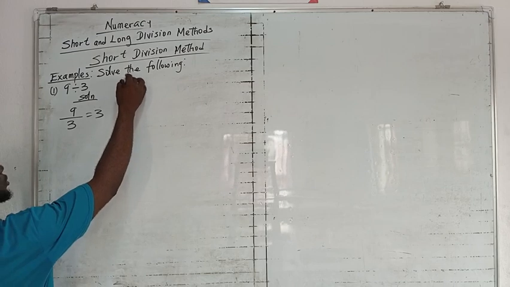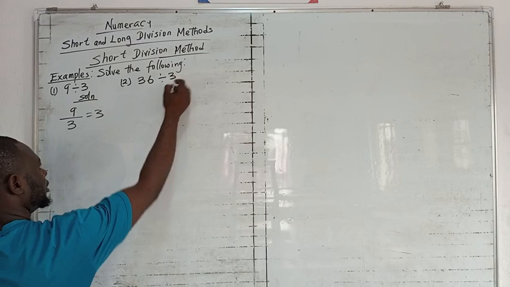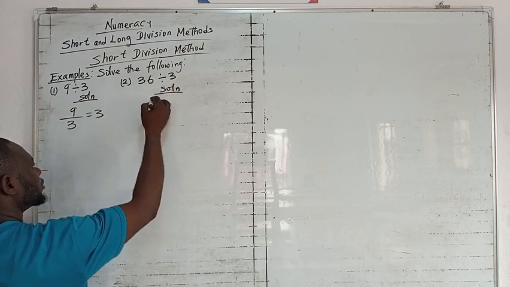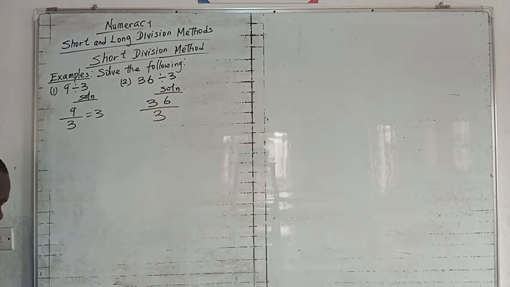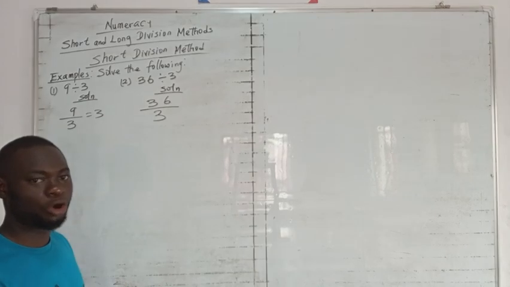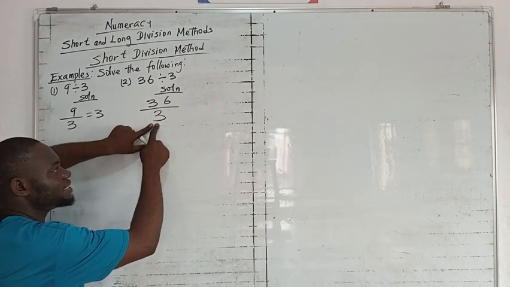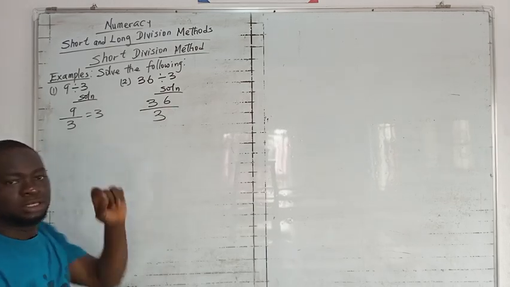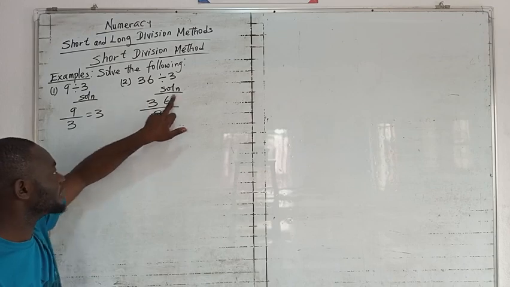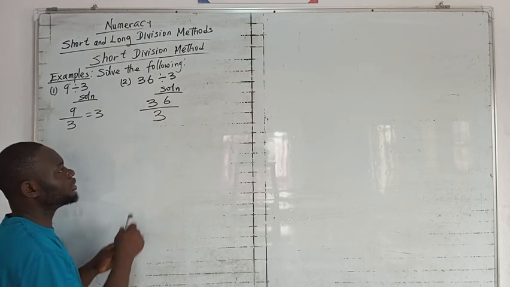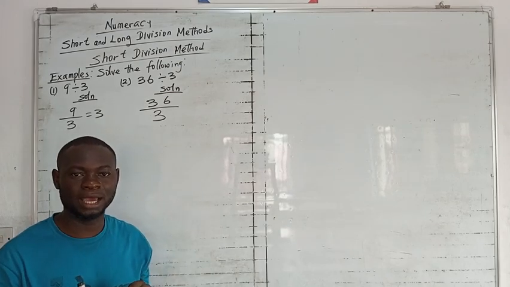Number 2, let's say here I have 36 divided by 3. Again, solution. So here I have 36 as my divisor, 3 as my divider. Now look at what we call short division. Short division is simply using this 3 to divide 36 digit by digit. What are the digits that made up 36? 3 and 6.